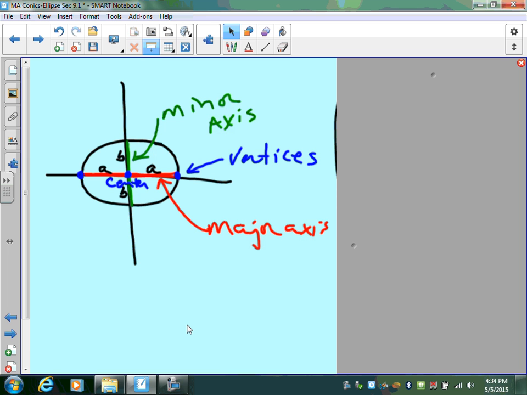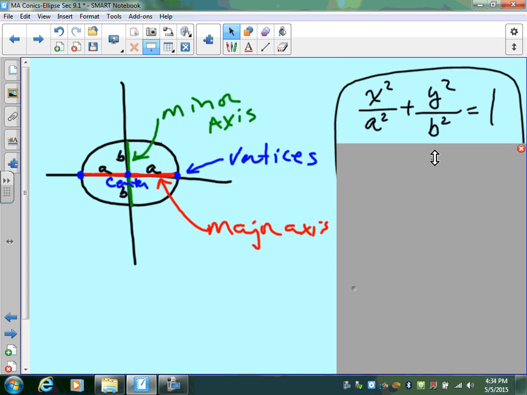And then we want to write the standard form of the equation of an ellipse centered at the origin. Just like this one has its center at the origin, we want to do that. And so over on the right-hand side of your notes, you can write these two equations. There are two versions of it. Here's the first one. X squared over A squared plus Y squared over B squared equals 1. That's the first version.